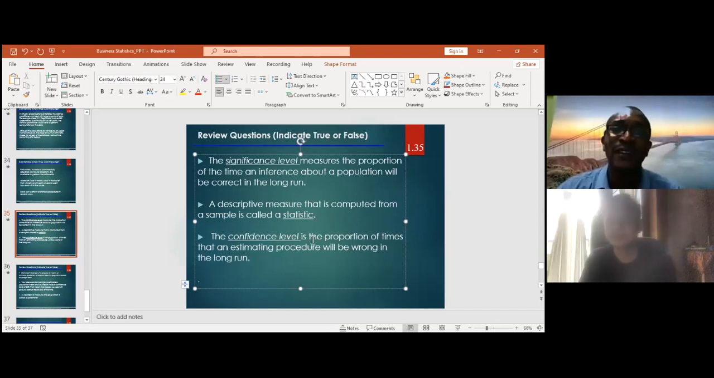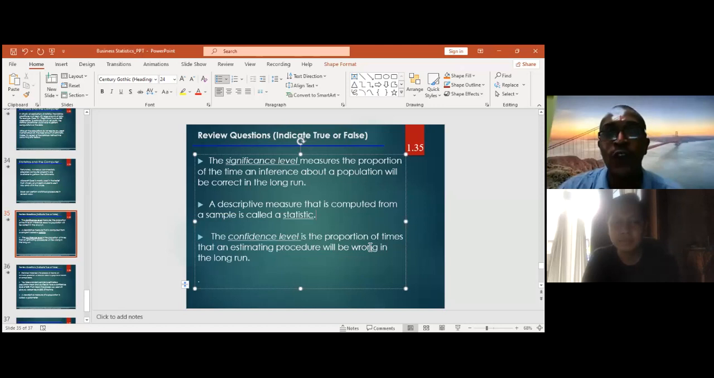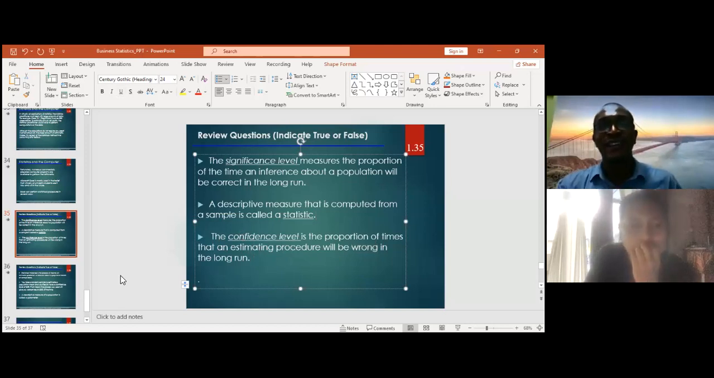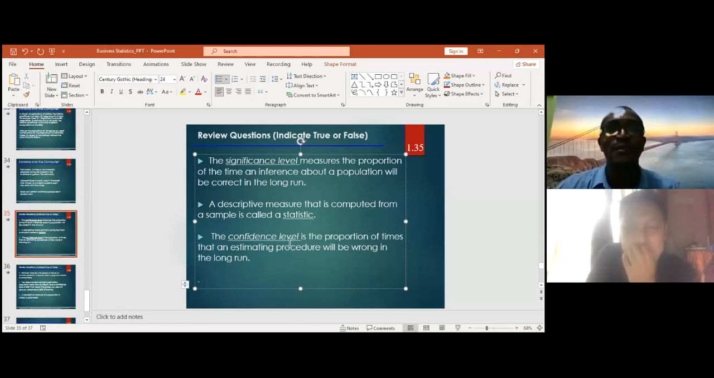All right, so the third question. This one, don't rush to answer it. The confidence level is the proportion of times that an estimating procedure will be wrong in the long run. Don't rush to answer it. It is very tricky in a way. So read carefully. Take note of this one, and this one. Refer back to what I said about confidence level with the example, then you will know the answer. True or false?